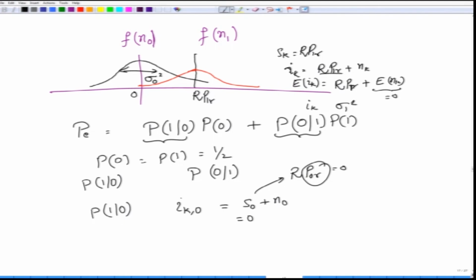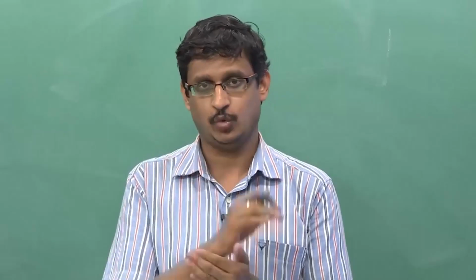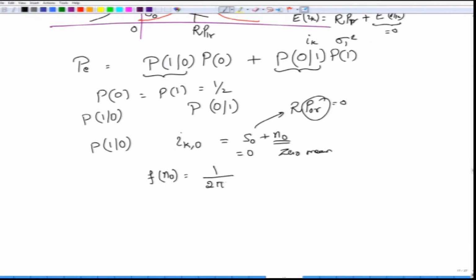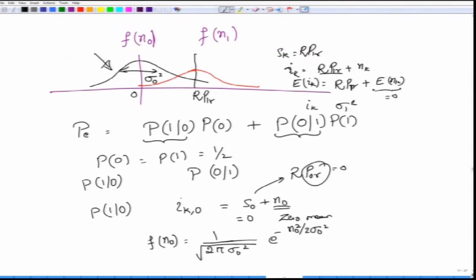So, when you sample the current waveform when bit 0 is transmitted, at that particular time you are only sampling the noise voltage, and that noise we have called N0. This would be 0 mean, and it has a certain probability density function which we have assumed to be Gaussian, which means that the probability density function of the noise current n0 is given by 1 by root of 2 pi sigma 0 square, e to the power minus n0 square by 2 sigma 0 square. This is what we have plotted in this graph. So, this f of n0 is the probability density function that we have plotted.